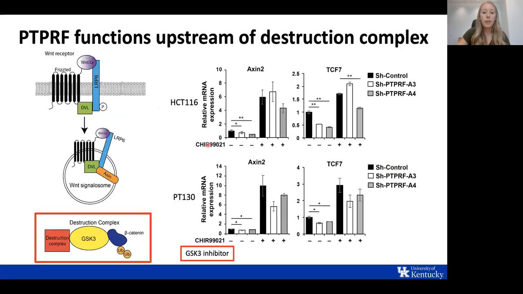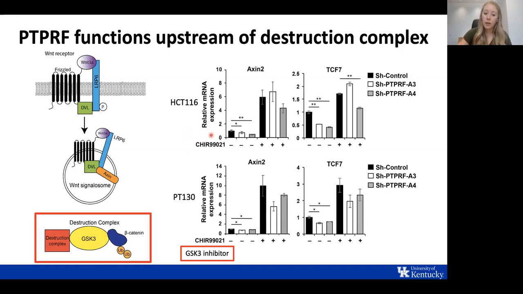So next, we wanted to ask where specifically in the Wnt pathway PTPRF was acting. The Wnt pathway can be thought of as either upstream or more downstream, either at the membrane level or the post-destruction complex. And so we used a GSK3 inhibitor, GSK3 being part of the destruction complex. This inactivates GSK3, therefore activating Wnt downstream.